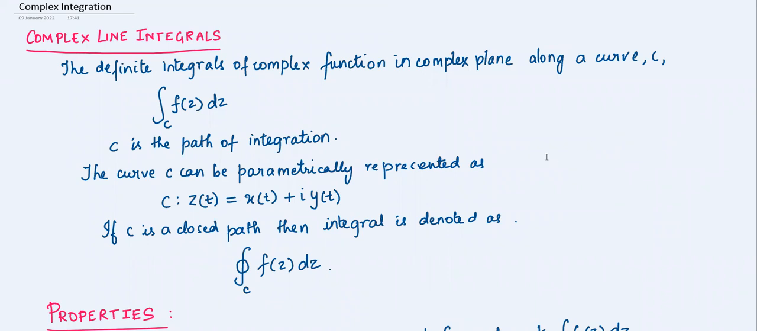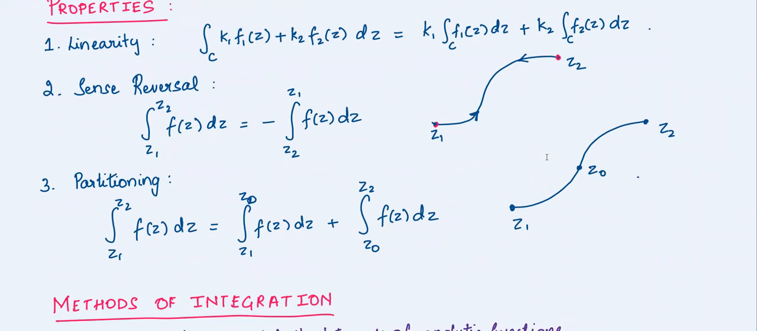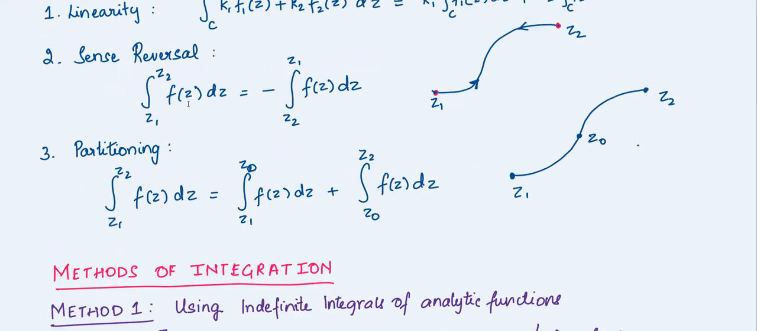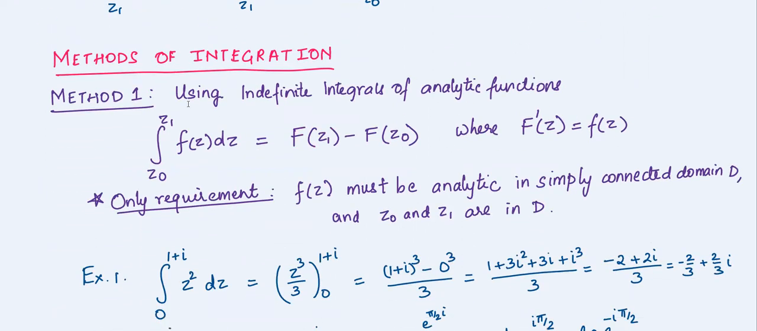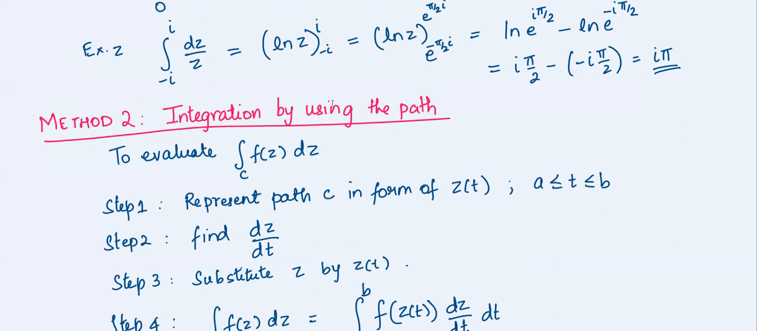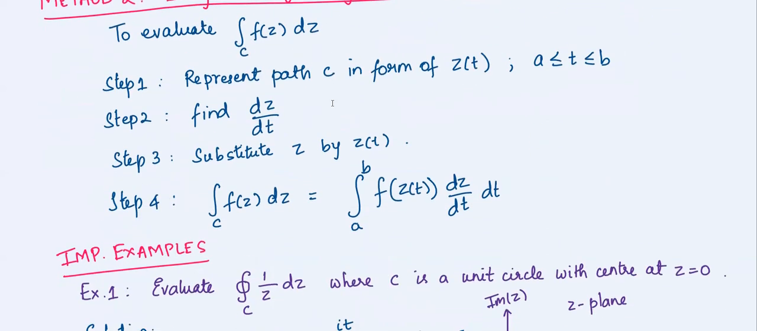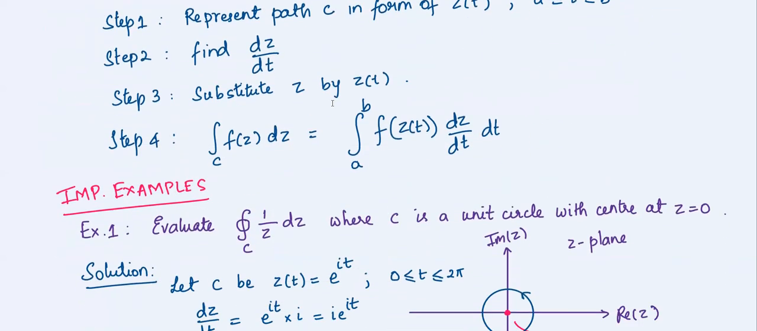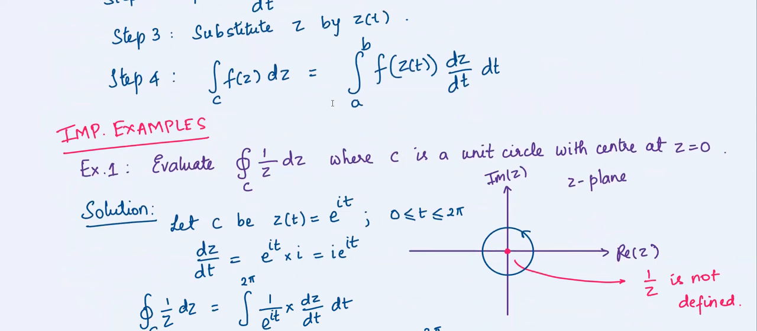So two things. There were two methods of integrating. One was using just the method of indefinite integrals. And the second was using the path. And we use this often, and we discussed two important examples for integration by path.